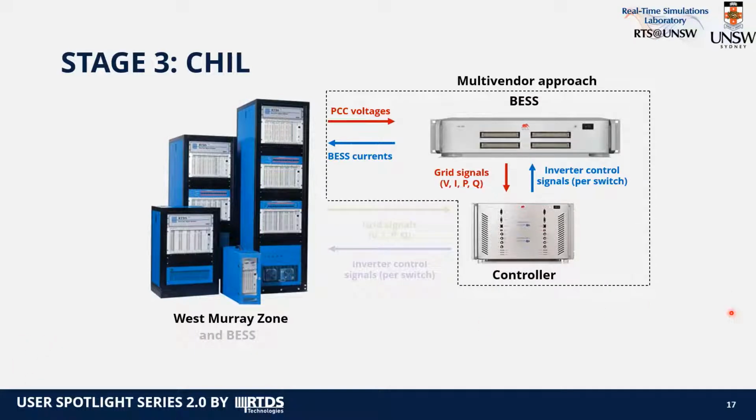Alternatively, we can use a multi-vendor approach. In this option, the network model and the weak area are running on the RTDS, while the battery is being modeled in another real-time simulator, in this case a Typhoon simulator. Then the Typhoon is interfaced directly to the controller, which is located in a Typhoon Hill Connect device. For this option, GTAOs and GTAIs are used to exchange voltages at the point of common coupling and the current from the battery respectively between RTDS and Typhoon simulators.